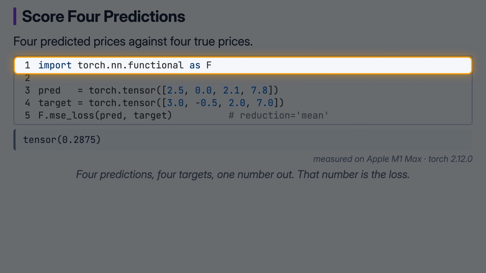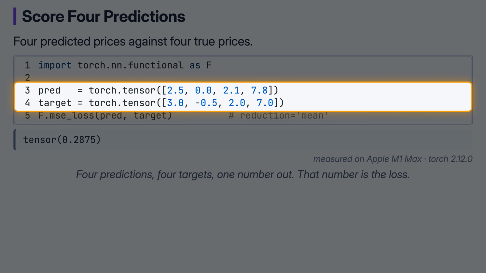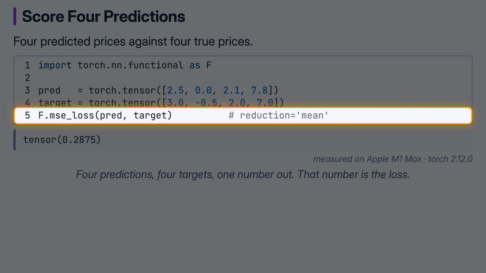Let's score a real example. First, we import torch.nn.functional and call it F. That's where the loss functions live. These 4 predicted prices go in, paired with the 4 true prices they're aimed at. Each prediction is a little off from its target. Now we call F.mse_loss on the predictions and the targets. Notice reduction equals mean. That's what turns 4 separate errors into one number.